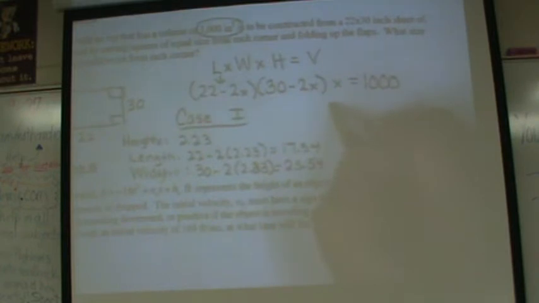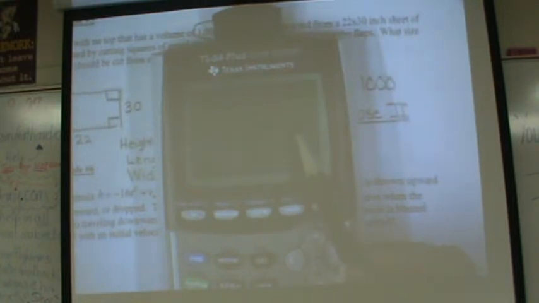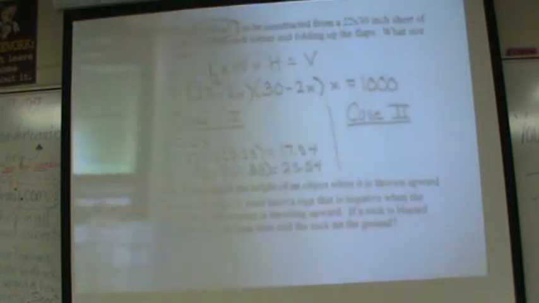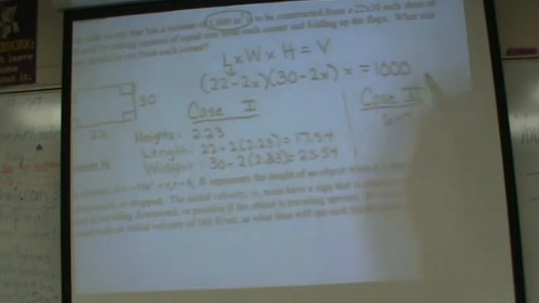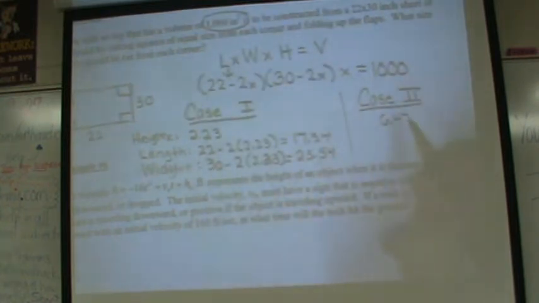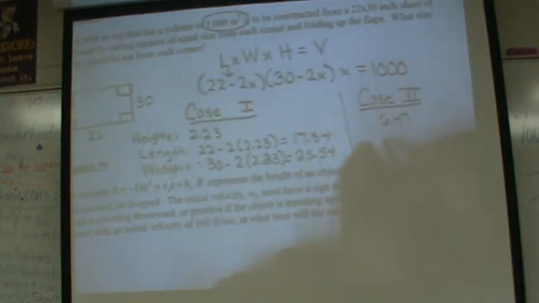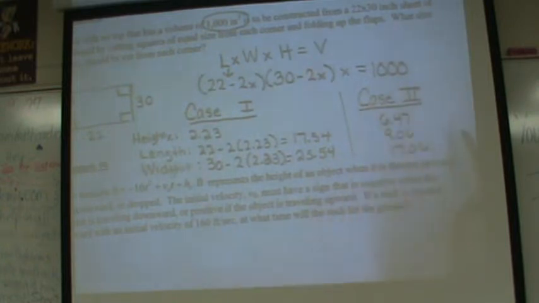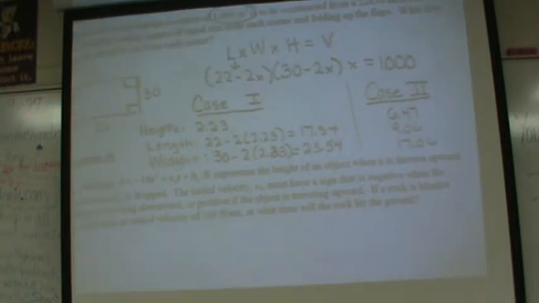So the second case, case two. We take our calculator, where did it hit? There. This answer is 6.47. So you do second calc 0, and that's between 5, enter, 7, enter, 6.47. Again, you plug that number here and here, and I'm just going to write them down for you. Your width and your height, you get 9.06 and 17.06 for my answers. Okay. All right.